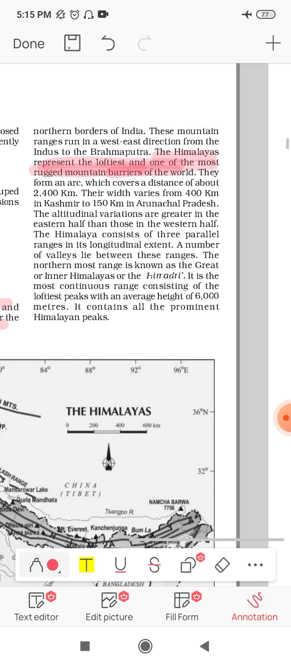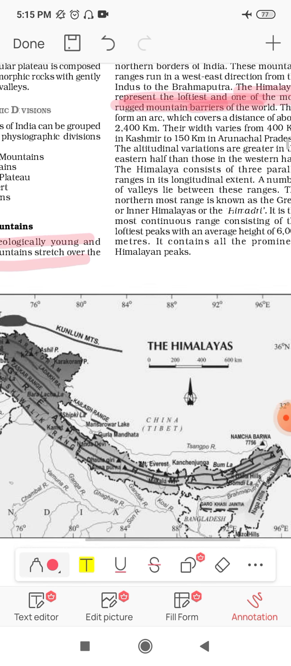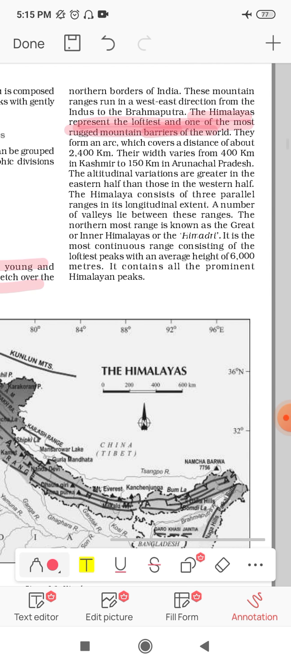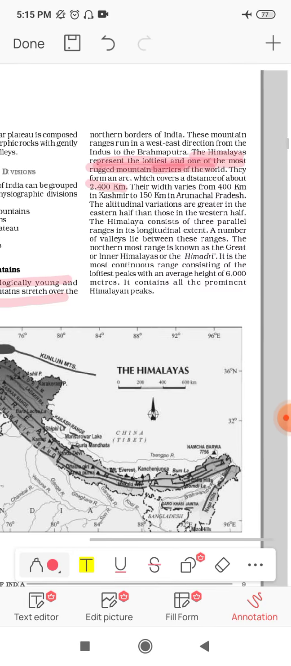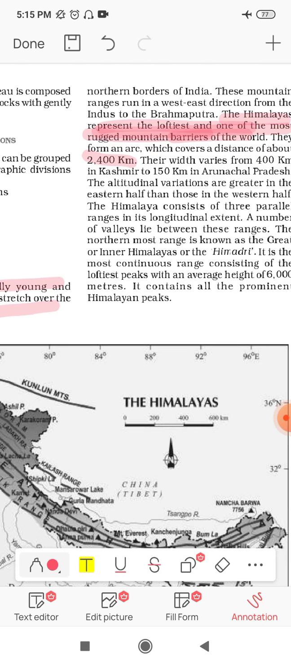They form an arc. Okay, it's kind of a half circle, as you can clearly see through this map. It's formed like an arc which covers a distance of about 2400 kilometers. So the Himalayan mountain region covers a total of 2400 kilometers from west to east.